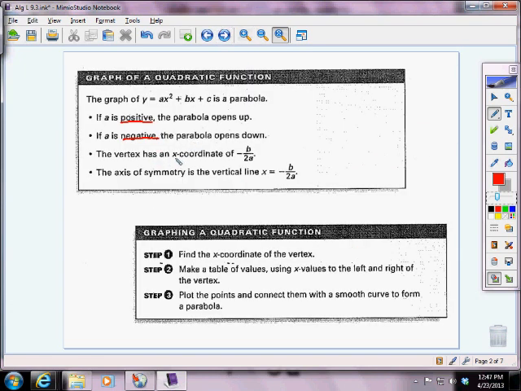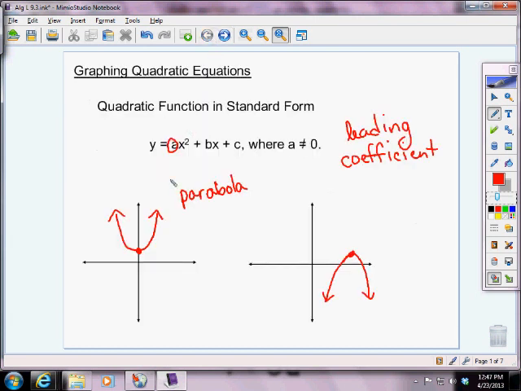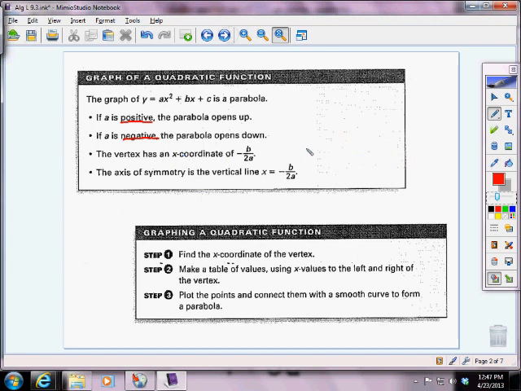The other thing we need to pay attention to is the vertex. Now that's this point I was just referring to here. That's called the vertex. It has an x-coordinate of negative b over 2a. That's going to play an important role when we go to graph. So the x value of the vertex will always be at negative b over 2a. Now the axis of symmetry is this vertical line x equals negative b over 2a.